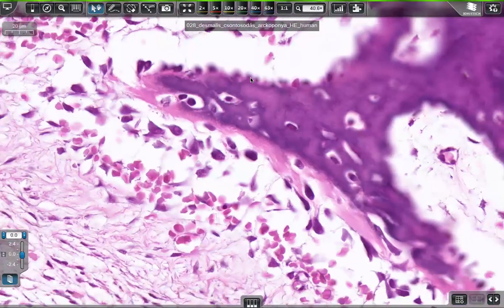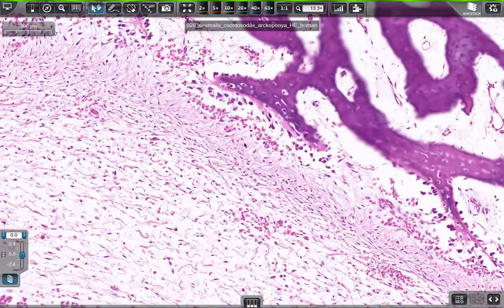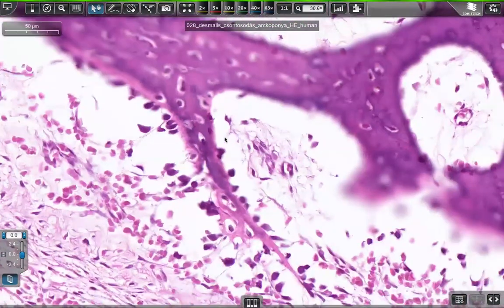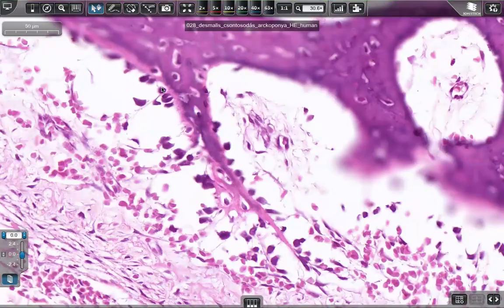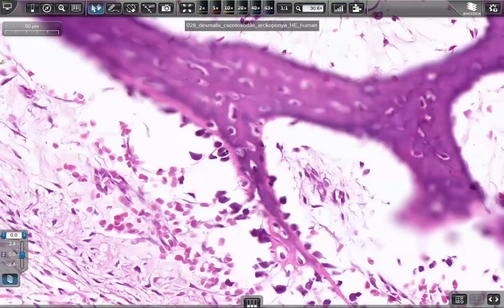I try to find a sharp area. No, that's better. So these are osteoblasts there. And you see the osteoblasts just lay down this pinkish material. That's the osteoid, the newly synthesized bone tissue. And then this osteoid eventually encloses the osteoblasts, and it becomes an osteocyte. So therefore, the trabecula, the spicule, is getting thicker and thicker.